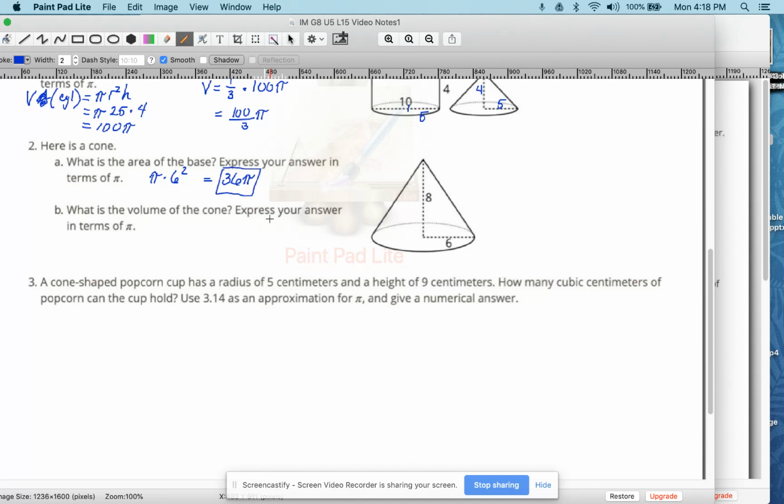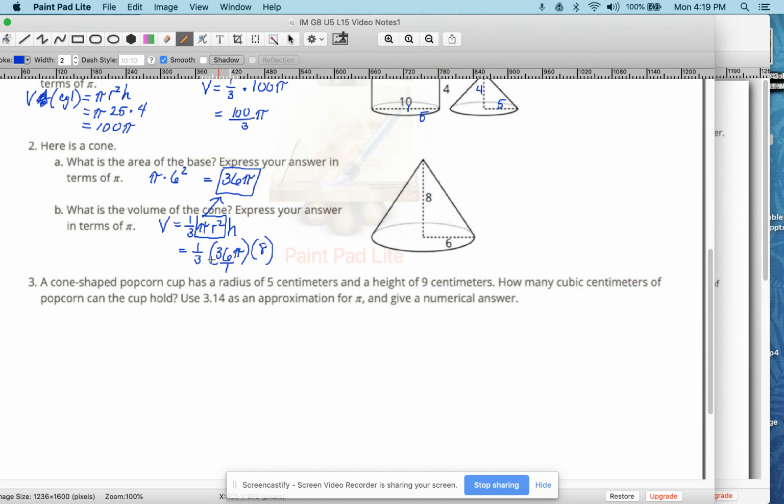Then they're asking you, what is the volume of the cone? Well, we know the volume of the cone is 1/3 times pi times radius squared times height. I already have this number. This number here is the area of the base, and so we're going to replace this with the 36 pi. So I've got 1/3 times 36 pi times the height, which I know is 8, which is in the figure right here. So I can go ahead and cross cancel.